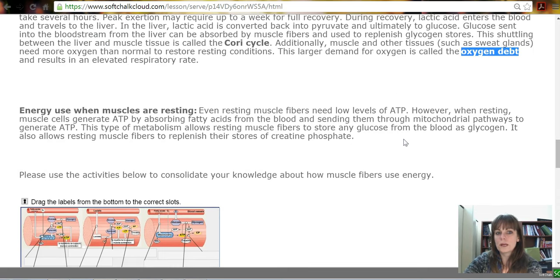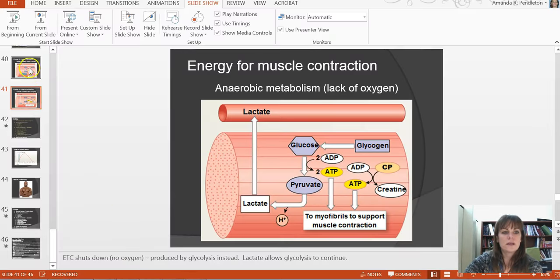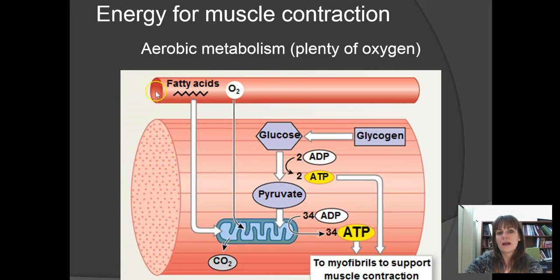One thing I want to point out too is when muscles are resting, and you may have seen it up in this slide, this fatty acid shows it going from the blood into the muscle cell and to the mitochondria to make ATP. And when muscles are resting, that's often what they're going to be doing, is using your fatty acids so that they can build up these glucose stores so that they're there when you have high muscle activity.